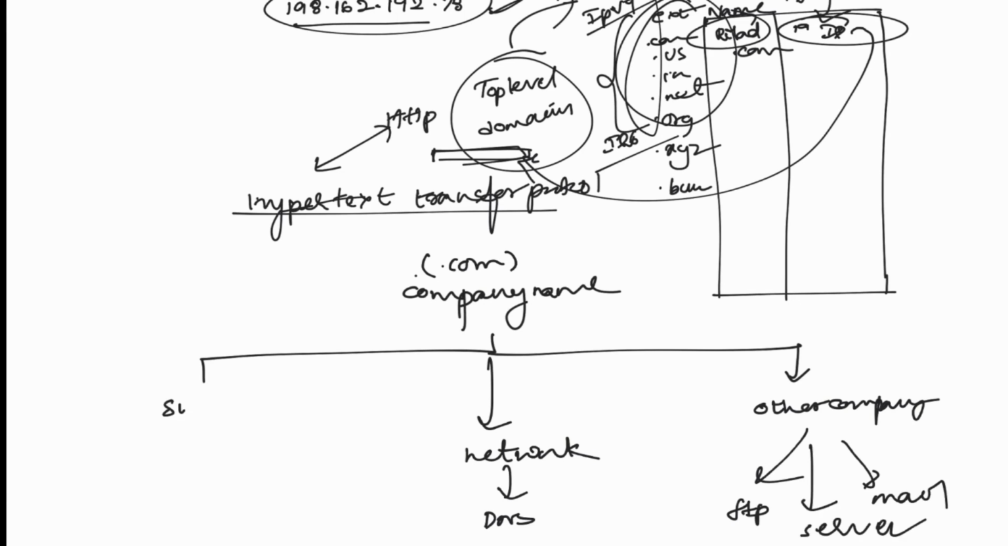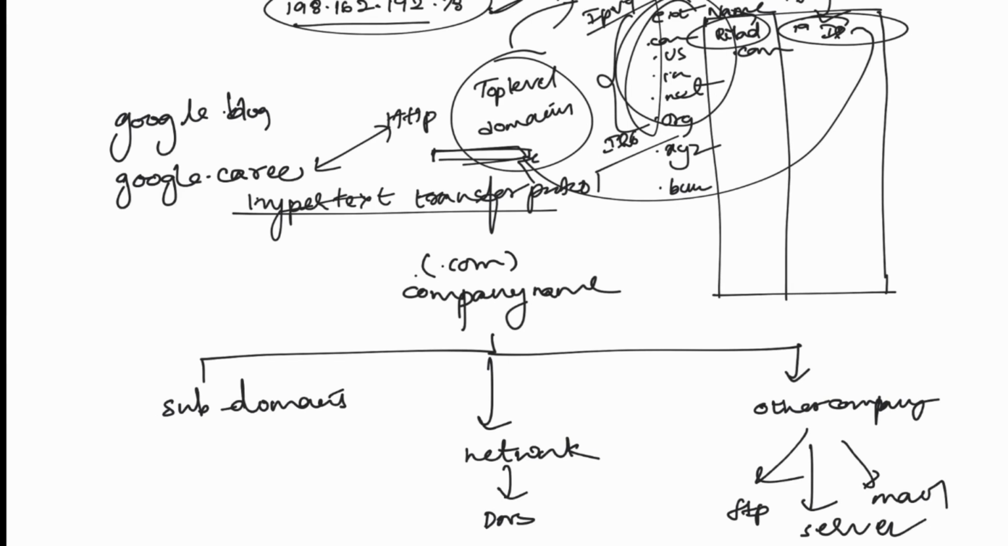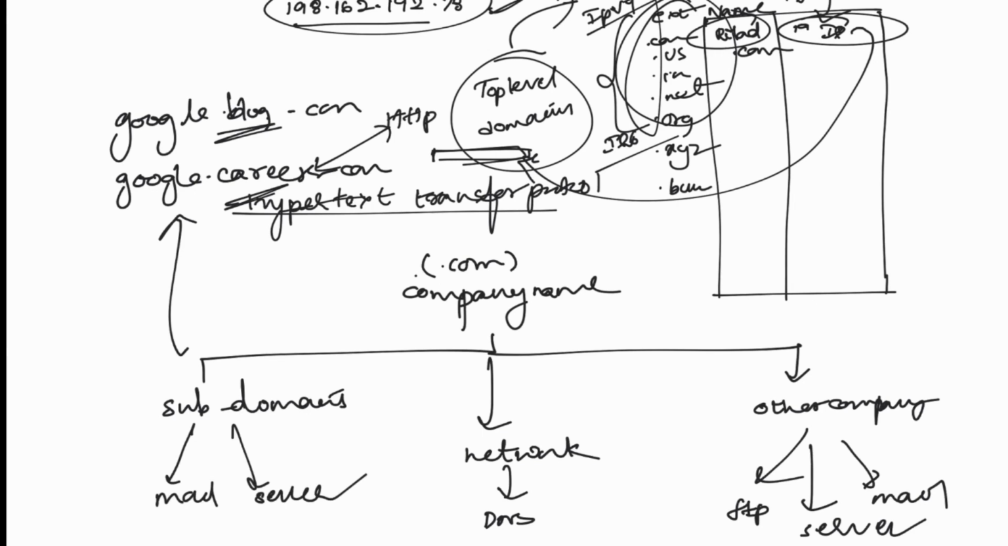We can have subdomains. Normally you see companies which have, like, google.blog or google.careers.com, google.blog.com. So these are subdomains. The blog and careers are subdomains. That's an example for that, at least. So these two have a mailing address and a server. You can see how the hierarchy is actually built up on that.